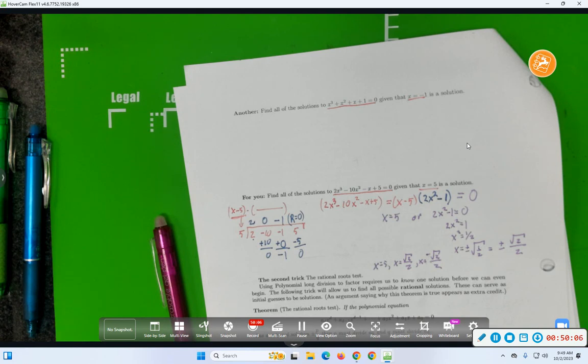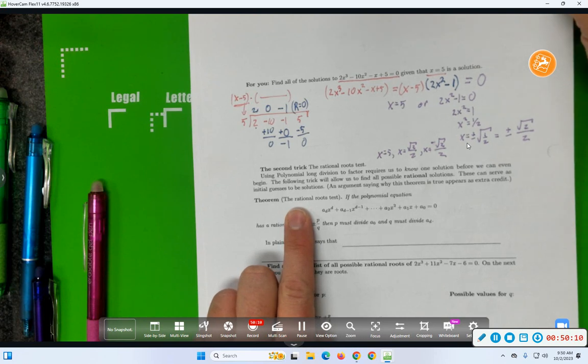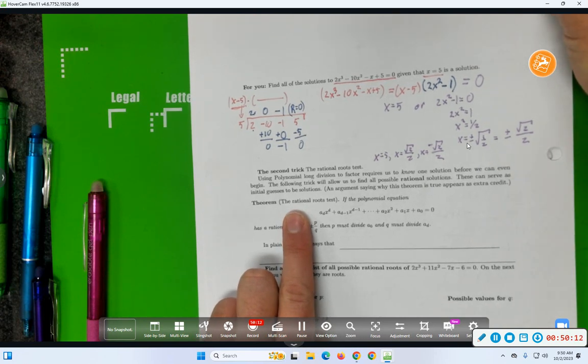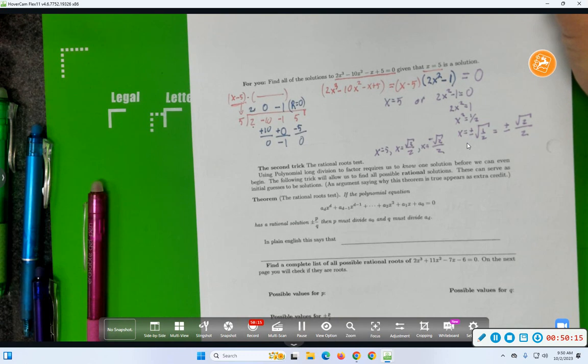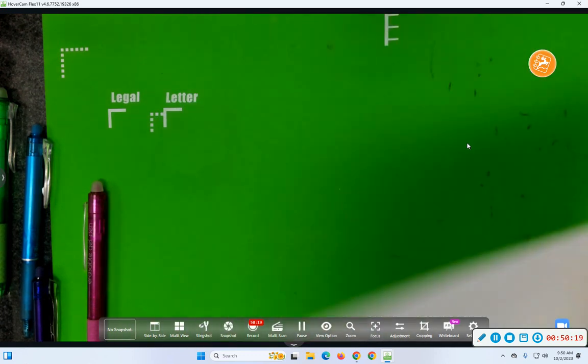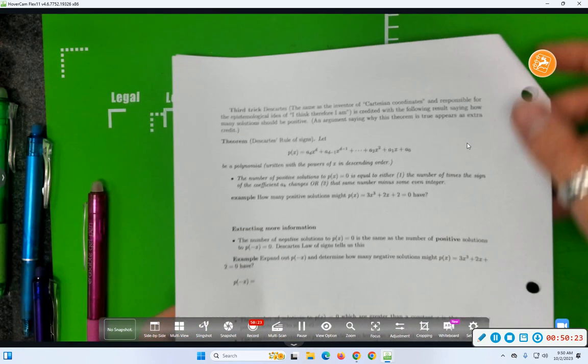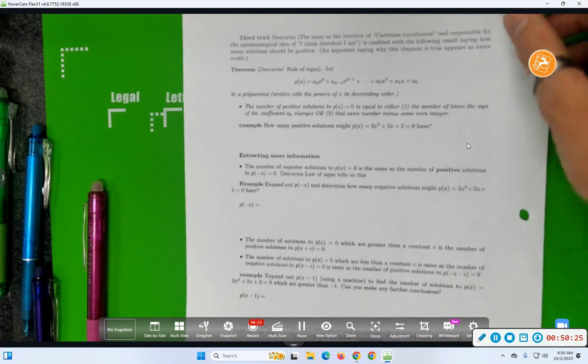So the next trick we will get is the rational roots test, which will give us a list of candidates to be roots. No guarantee that it'll give us roots, but it'll give us a list of candidates to test. Sometimes it'll work, sometimes it won't. If it actually gives you roots, you can use those to reduce the degree of the polynomial.